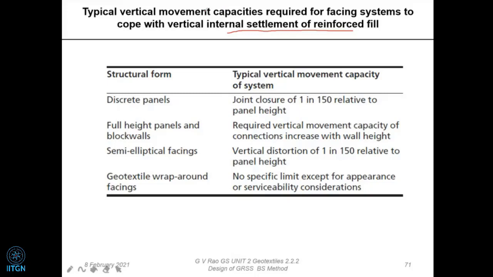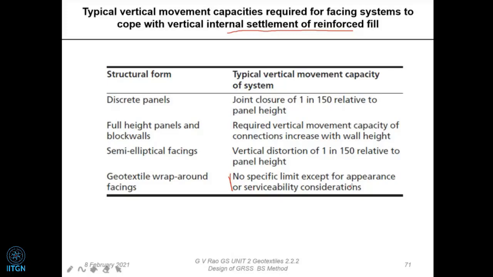If you have full height panels and block walls, then the required vertical movement capacity of connections increases with wall height. Obviously, it is going to increase with wall height, and that is left to the designer. They are not specifying it clearly. Now, semi-elliptical facings. In the early days, there used to be metallic facings also, which is not really done today, so we'll skip that. Then, we already said the geotextile wraparound facings have no specific limit mentioned. That is very important because they are so flexible. No specific limit except for appearance or serviceability considerations.